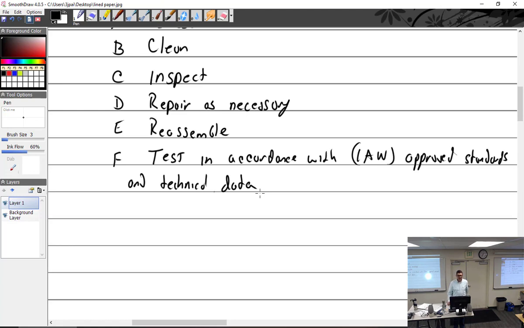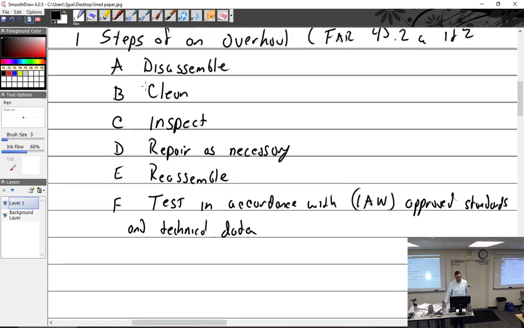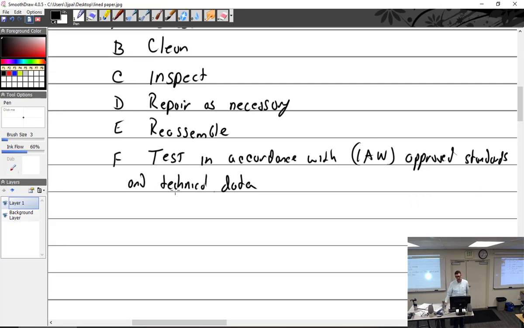Probably one of the biggest violations, well, there's a lot of violations out there. I was thinking about clean. When you look at the list for what you're supposed to do on an annual inspection, it says you're supposed to wash your aircraft. Very few people do.